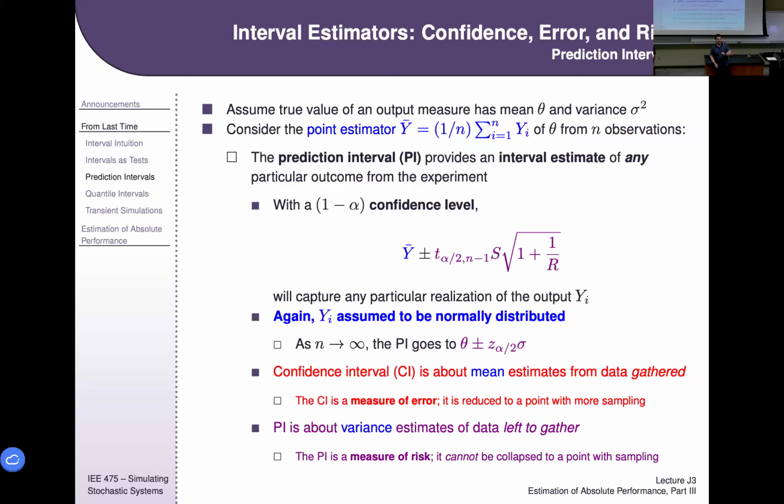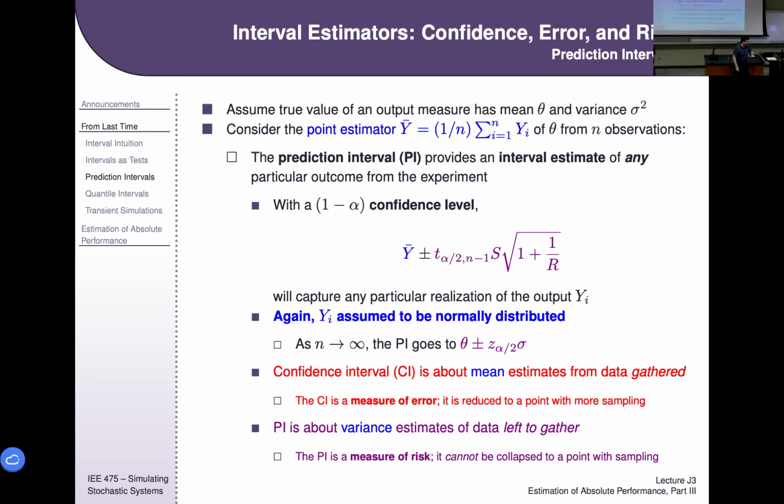The confidence interval gives you an estimate of the mean. And as you increase the number of replications, the estimate collapses on the true mean. It gets smaller. The prediction interval gives you an estimate of the whole distribution, so it gives you an estimate of the mean plus or minus the standard deviation. The confidence interval says, I ran 10 replications. Where is the true mean? And you could say you're 95% sure it's in this interval.